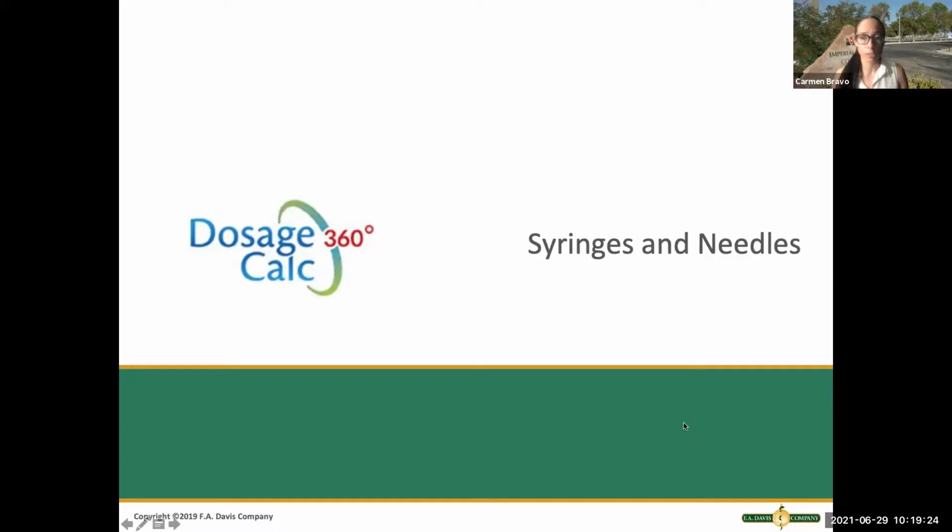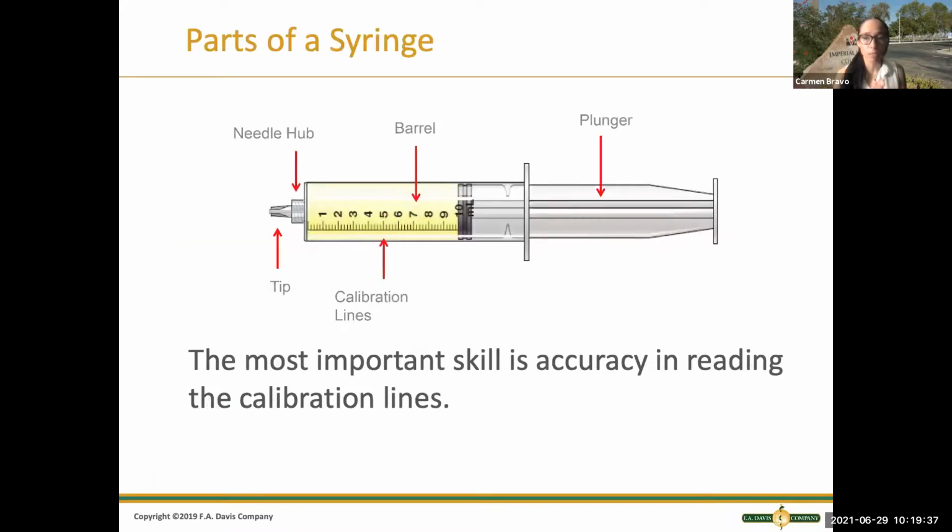Syringes and needles. This is another important and essential part of dosage calculation. There's a lot of stuff that we need to remember. But like I said, once it makes sense, it'll start becoming easy for you. First of all, for syringes and needles, we want to know what is our syringe. The parts of the syringe itself are the plunger, the barrel, calibration lines, the needle hub, and the tip of the syringe as well. Make sure you remember the anatomy of the syringe.